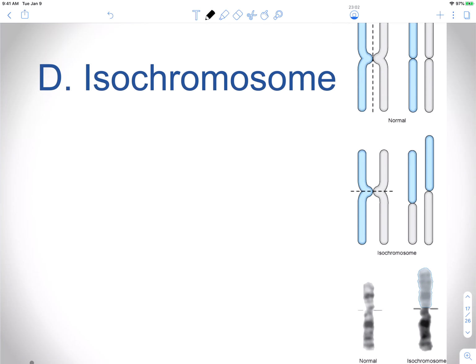Now we also have isochromosomes. Isochromosomes develop because there is incorrect division of your centromere.